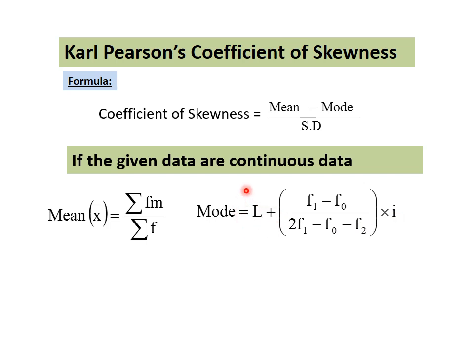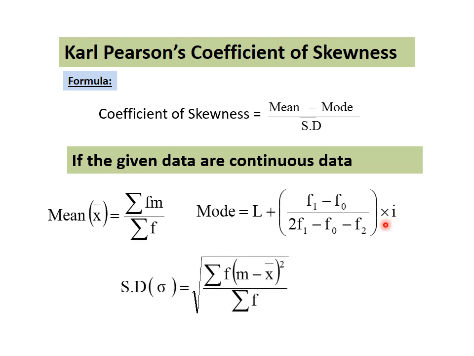Here L represents the lower limit of the modal class, f1 represents the frequency of the modal class, f0 represents the preceding frequency of the modal class, f2 represents the succeeding frequency of the modal class, and i represents the length or size of the modal class. Then finally standard deviation is obtained by using this formula, square root of summation f into m minus x bar whole square divided by summation f. Here m is nothing but the mid value of the given class interval.